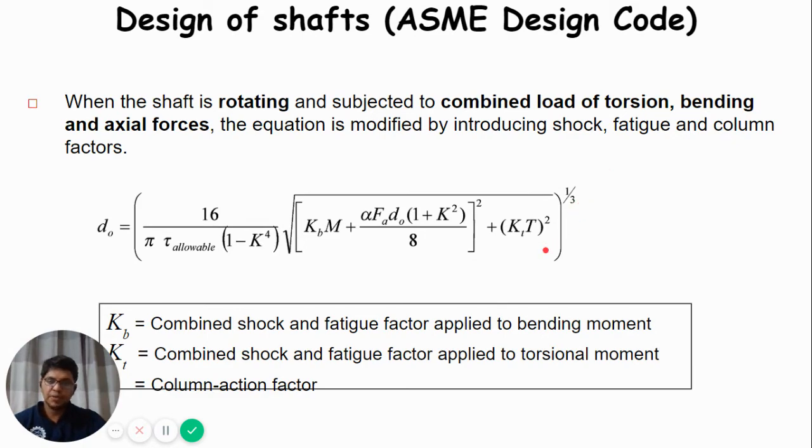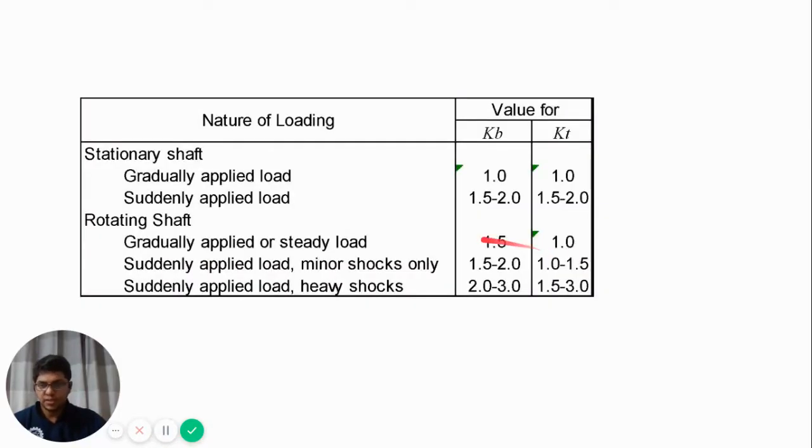And regarding the values of kb and kt, the table will be available in your data book with respect to different loading conditions. So for a stationary shaft that is not rotating, there is no change in the stress of the material because the shaft is not rotating. So kb and kt values will be equal to 1. That is a static loading condition. And if the load is suddenly applied, like an impact loading condition, then kb you can take as 1.5 to 2, and kt also takes the same range.